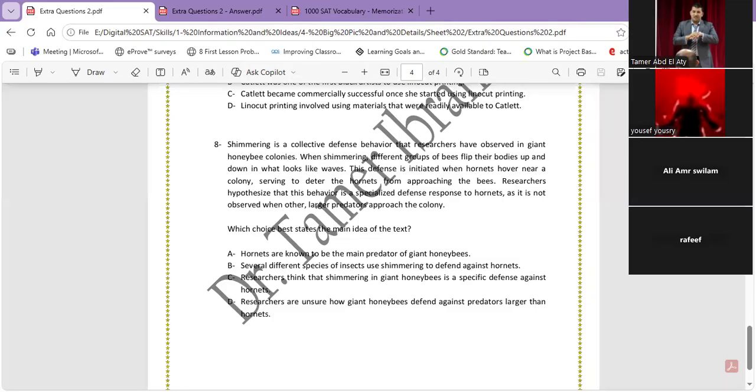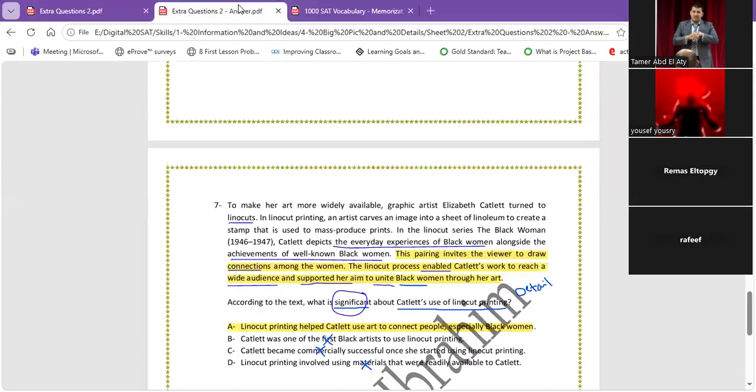Okay, I'm waiting for Rimas Hussein. Okay. I found, no one got it wrong, alhamdulillah, mashallah. That means you mastered the main idea. All of you. So let's find number 8.